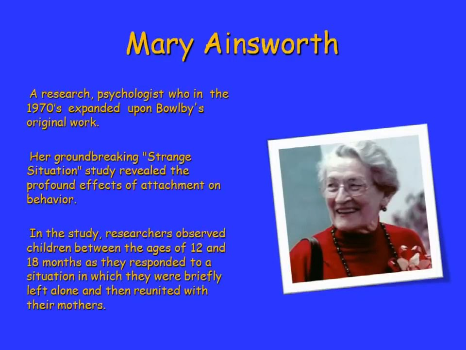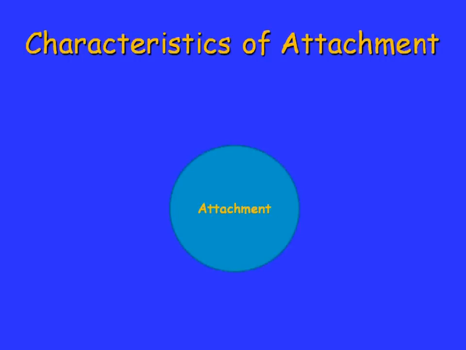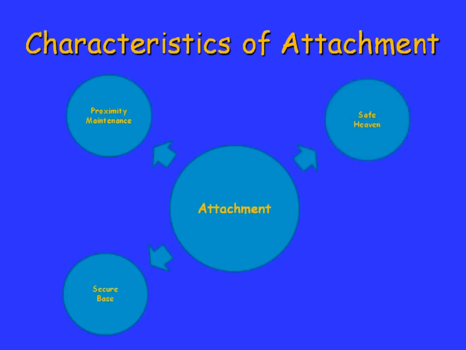So let me have a look at the characteristics of attachment. There are four pillars to it. One is secure base. The second is proximity maintenance. The third is safe haven. And finally, separation distress. In the next slide I'm going to go through what those mean and try to give you some real world examples to underpin the theory.